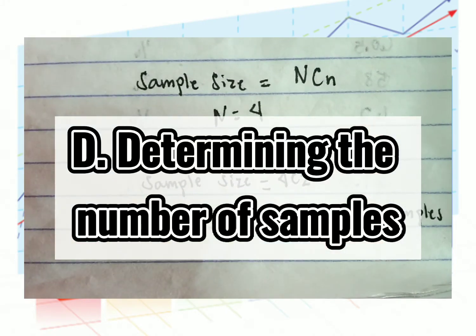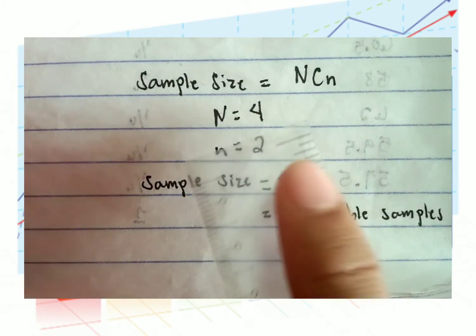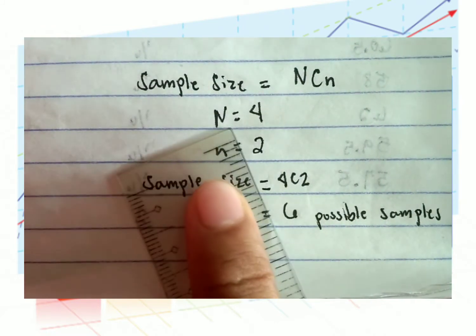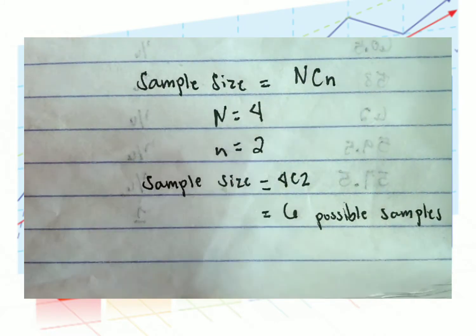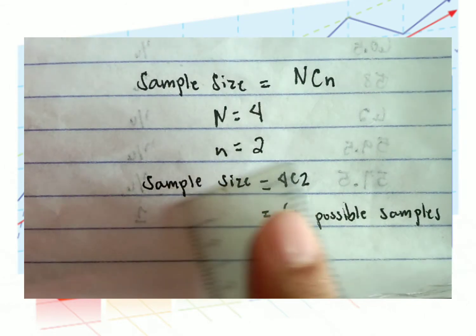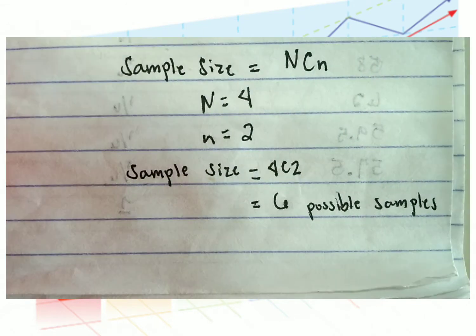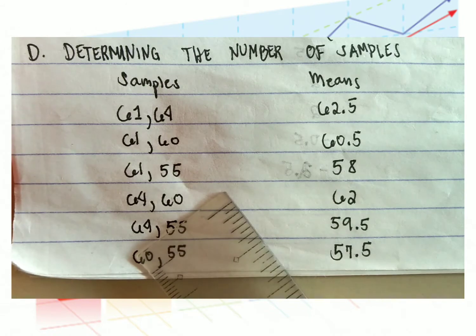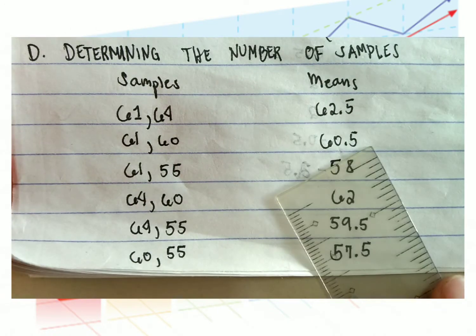In determining the number of samples, I used NCn as the formula, where capital letter N is equal to 4, and small letter n is equal to 2. Therefore, there are 6 possible samples. And now, here are the samples with their corresponding means.